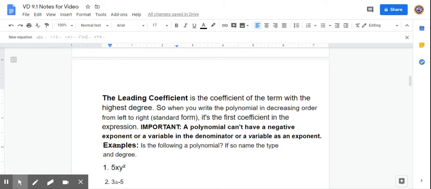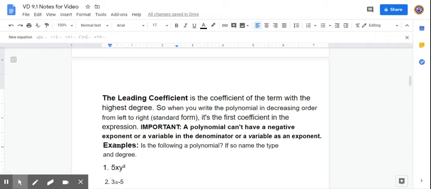So by definition, the leading coefficient is the coefficient of the term with the highest degree. So when you write the polynomial in decreasing order from left to right, that means highest to lowest, decreasing order, it's the first coefficient in the expression.